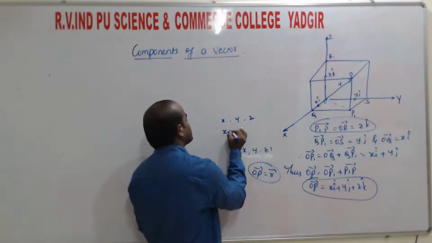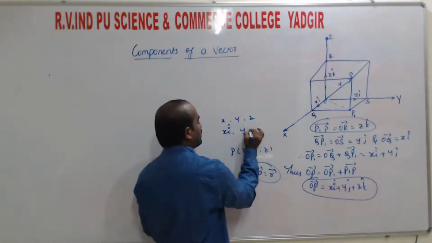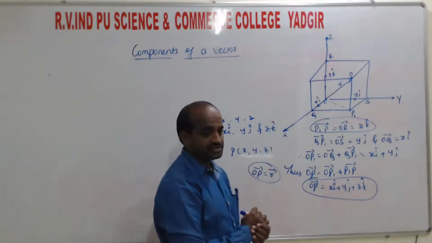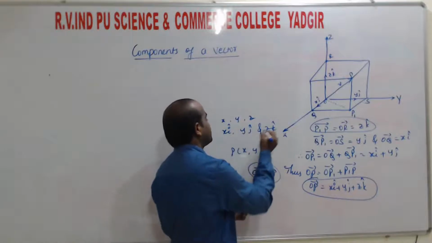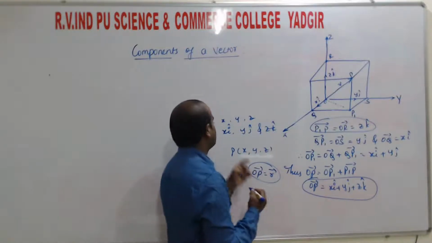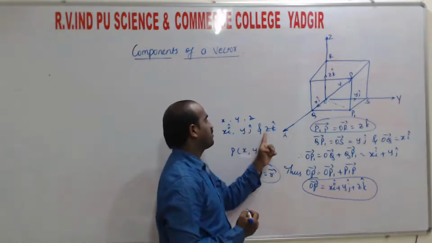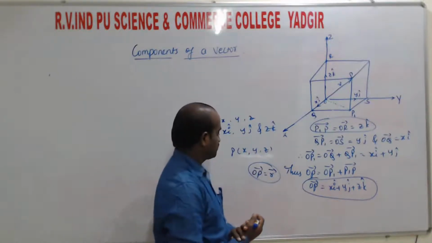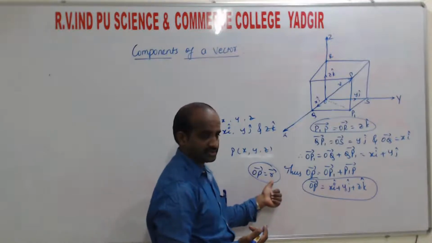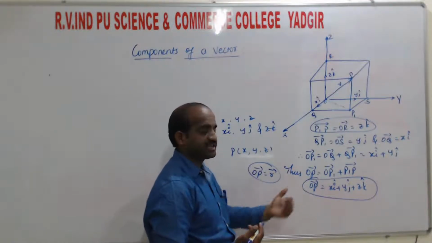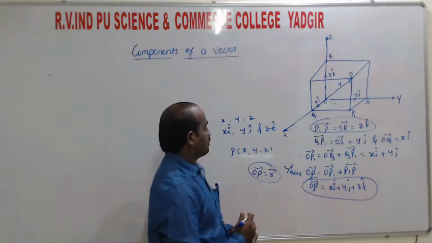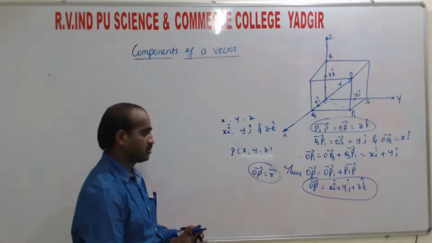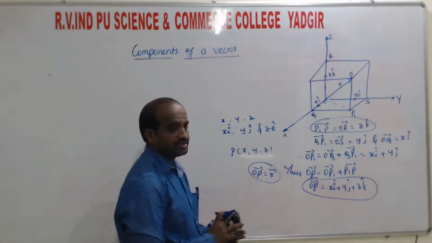Next, x i cap, y j cap and z k cap are the vector components, where i cap, j cap, k cap are unit vectors. x i cap, y j cap and z k cap are the vector components of the R vector along the respective axes. x, y, z are the rectangular axes. This is the component form.